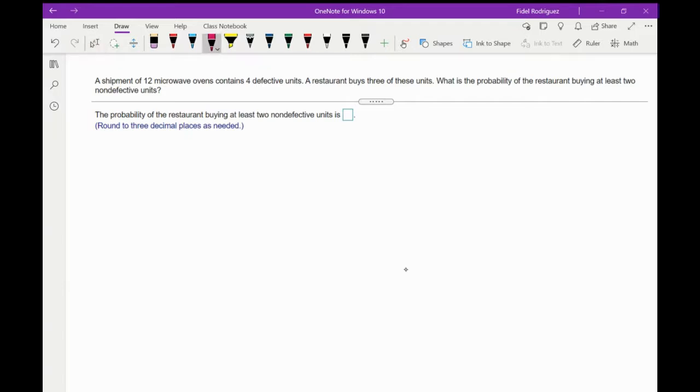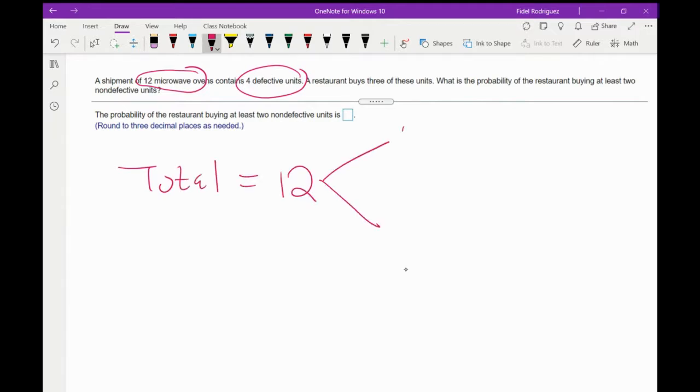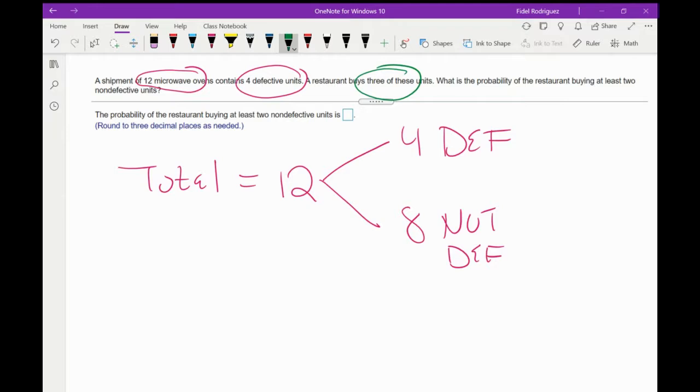So we have 12 microwave ovens. 4 of them are defective. So the first thing I'm going to do is this. We have a total of 12 microwaves. 4 of them are defective. That means that 8 of them are not defective, right? Okay, and it says the restaurant is going to buy 3 of them. What's the probability of the restaurant buying at least 2 non-defective units? So we want at least 2 coming from here.